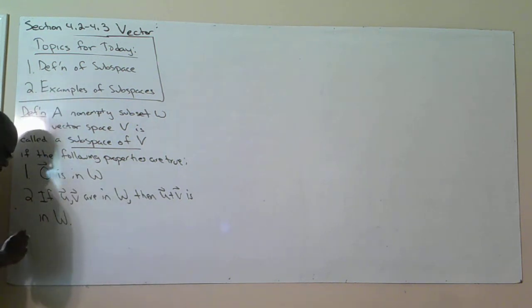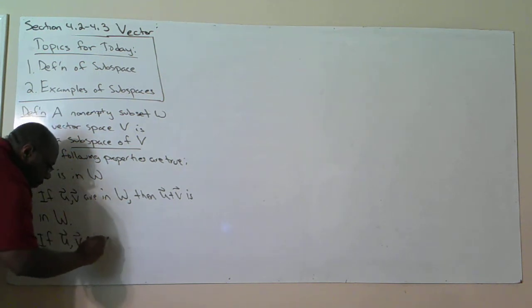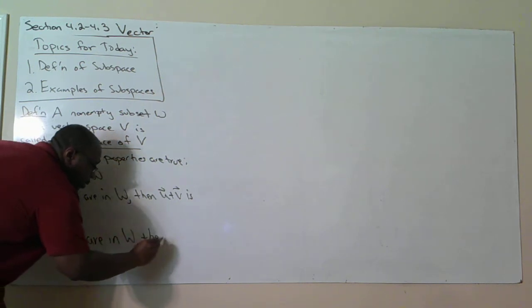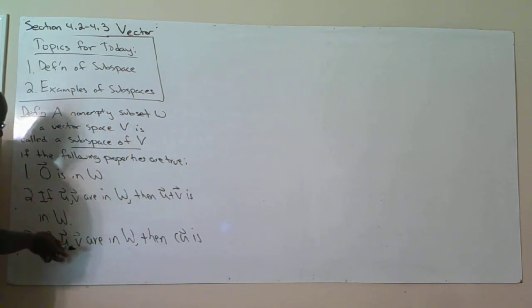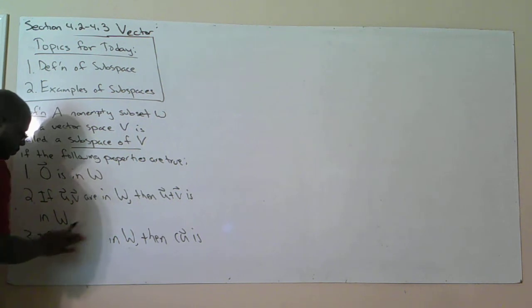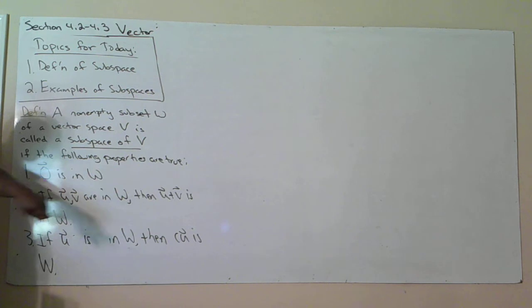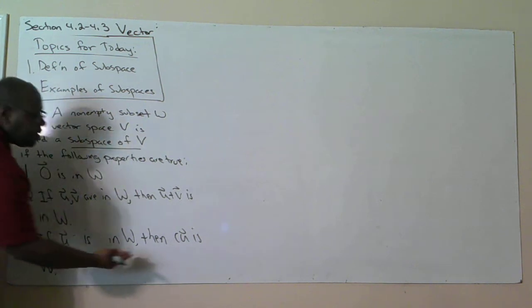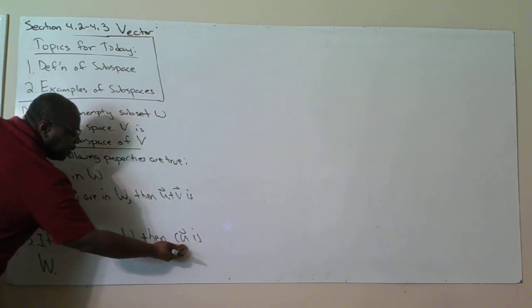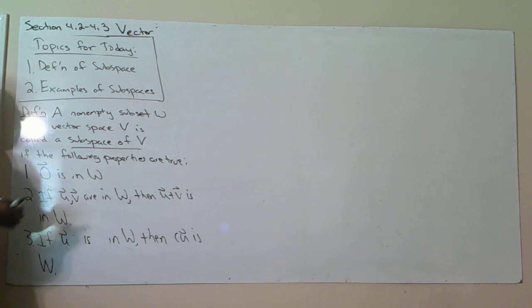And then three, if U is in W, then C times U is in W. Again, this is the same scalar multiplication, C times U, which could be either standard or non-standard. It depends on the vector space itself. But it's the same scalar multiplication that the vector space V has. So W does not have a different scalar multiplication. It has the same scalar multiplication.